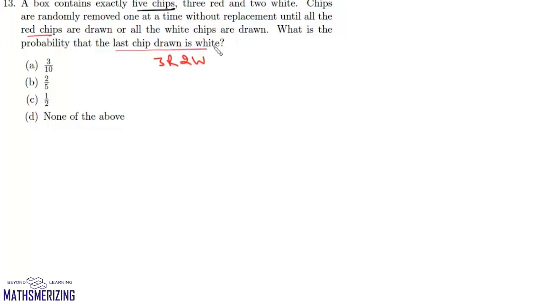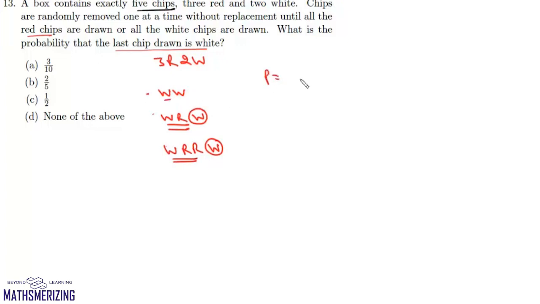Now the last will be white if we get white in the first 2, or if we get white, red and white in the third, or if we get white, red, red and white in the fourth. These are 3 possible cases. The required probability will be, now this is white into white.